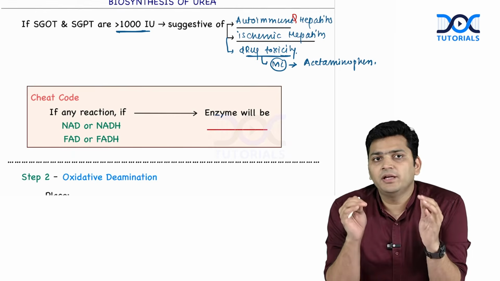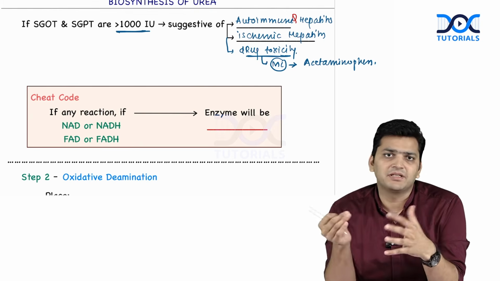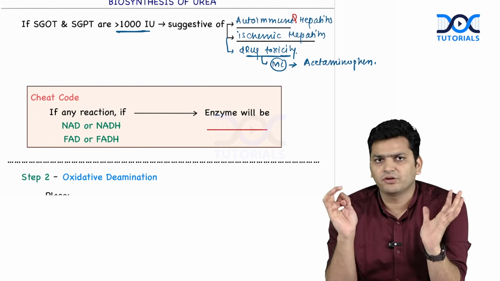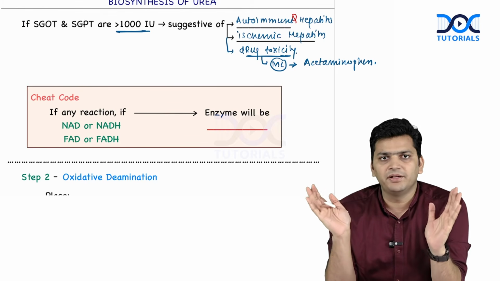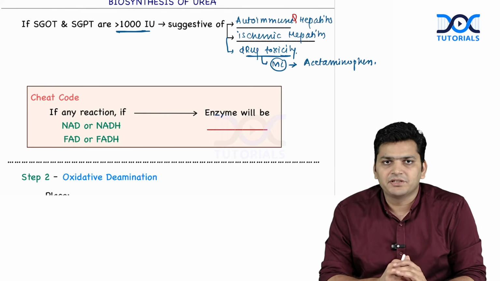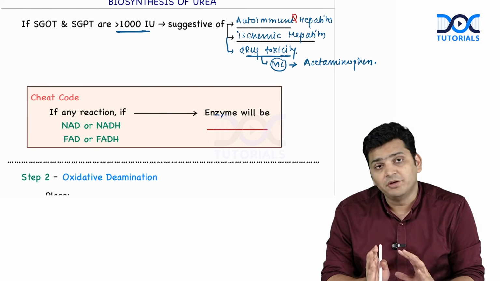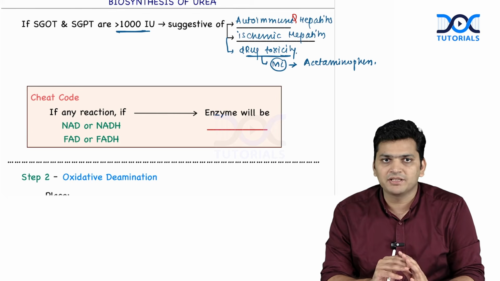So if the SGOT, SGPT is in the thousands, it can be because of autoimmune hepatitis, ischemic hepatitis or drug toxicity. Even sometimes in Wilson disease we can have SGOT, SGPT in thousands. So this is the basic idea behind the liver function test, and how to interpret the SGOT, SGPT.